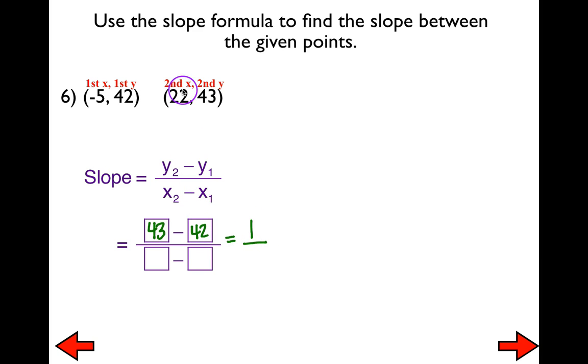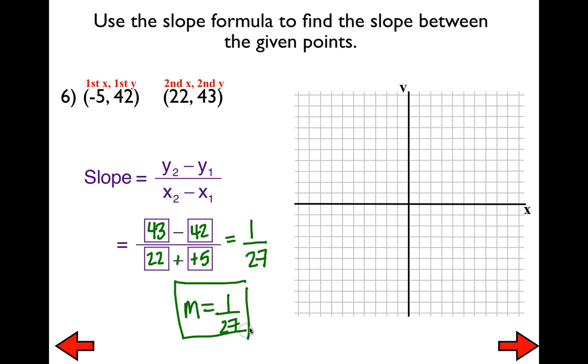Now, what about the x's? What's the second x? It's 22. What's your first x? It's negative 5. So here I'm going to add the opposites. 22 plus 5 is 27. And just a friendly reminder, the reason why I'm adding the opposite is because it's subtraction. So whenever there's subtraction problems, I do change them into addition problems by adding the opposite. But you'll notice here I didn't, because I know how to do 43 minus 42. So back to the answer. This answer is already reduced, so I'm going to say the slope is 1 over 27.